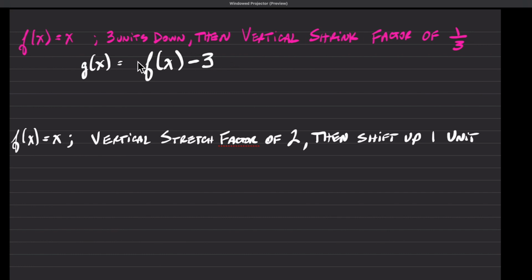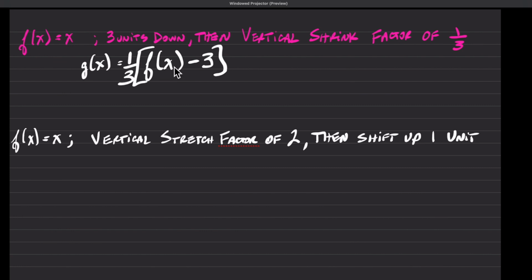Then we're going to take this new function. If you want, you can call that h of x and shrink it by a factor of 1/3. So we're going to do 1/3 of this temporary function, h of x. Okay, so 1/3 f of x minus 3.